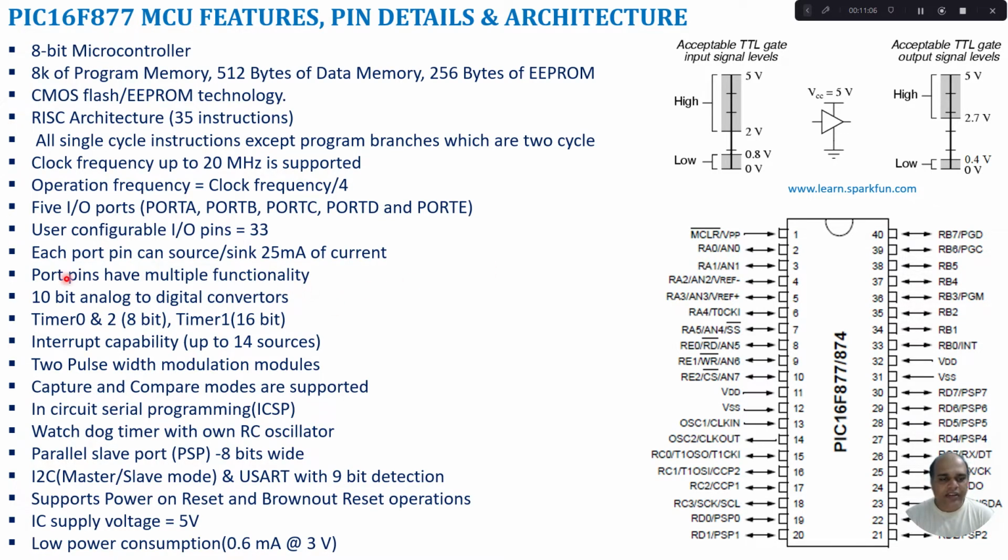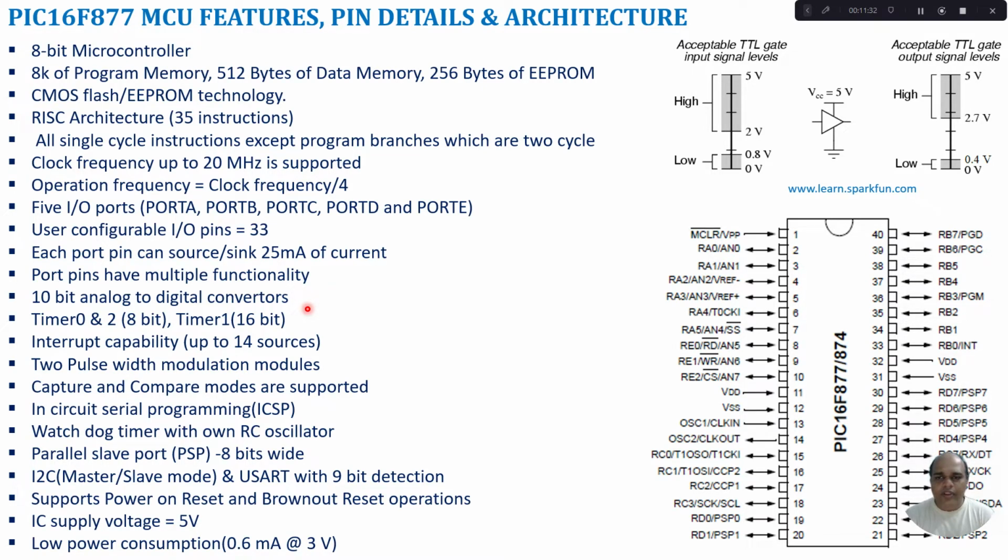Next, I have 10-bit analog to digital converters. Analog to digital converters, in short form, are called ADCs. It is very vital in any embedded system design because most embedded devices require sensor inputs. The sensors mostly will be analog in nature. There are very few sensors with digital output.